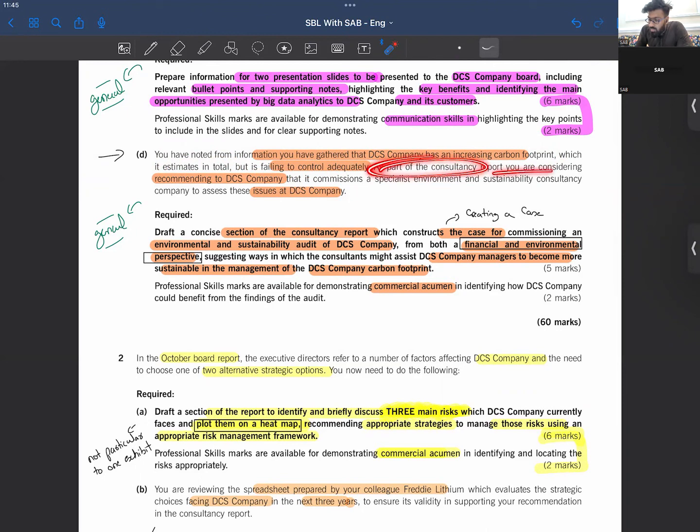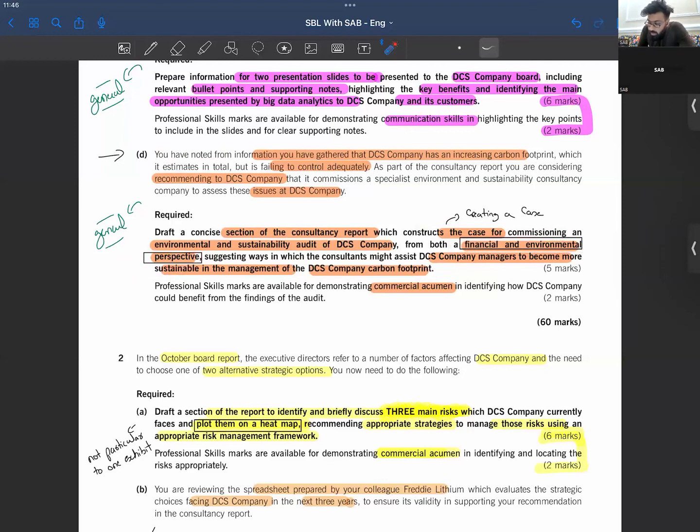As part of the consultancy report, you are considering recommending to DCS company that it commissions a specialist environment and sustainability consultancy company to assess these issues at DCS company. Now, draft a concise section of a consultancy report which constructs the case for commissioning an environmental and sustainability audit of DCS company, from both financial and environmental perspectives.